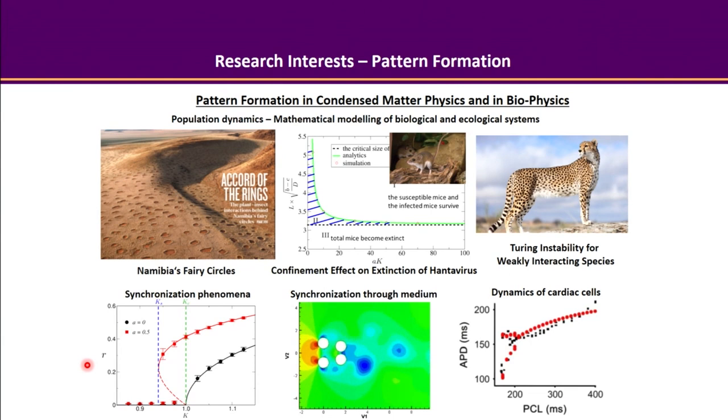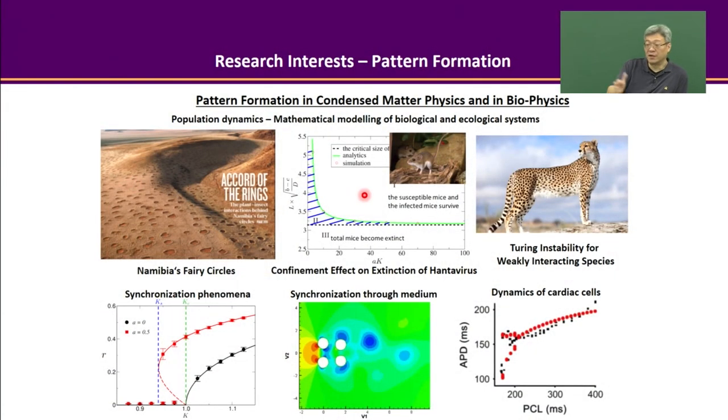But I'm also interested in applying the pattern formation idea in biophysics. So here are a few examples, some projects we were working on. For example, I'm interested in the vegetation patterns occurring in nature. Here is one example showing the desert pattern you can observe in South Africa. In arid land, you usually see a lot of circles, and when you look at satellite photos, you see these circles arranged in hexagonal patterns. So there is some fundamental mechanism that causes that, right?